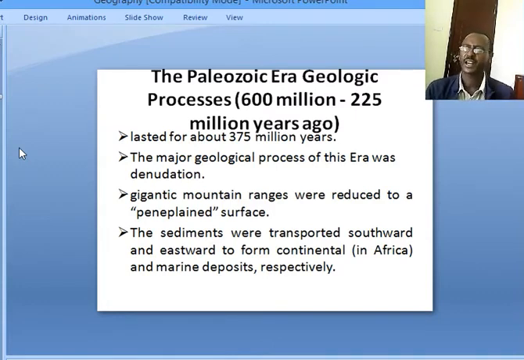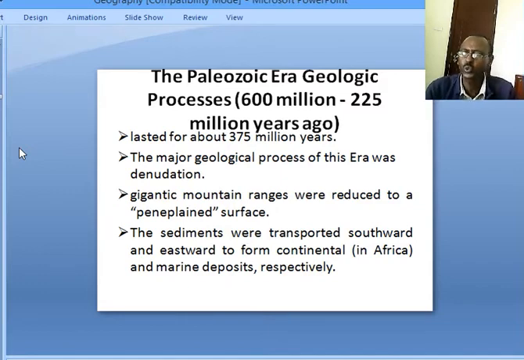The Paleozoic era. The geologic process from 600 million to 225 million years ago lasted for about 370 million years. The major geological process of this era, meaning the major feature seen in the Paleozoic era, was denudation, meaning that gigantic mountain ranges were reduced to a peneplain surface.